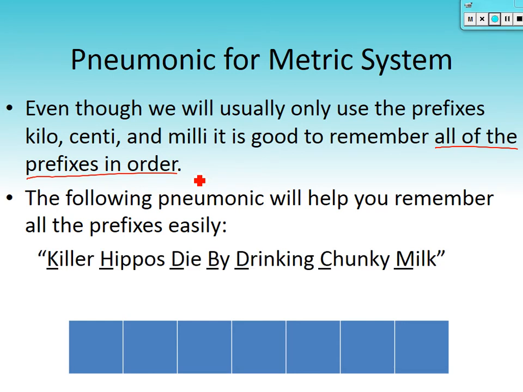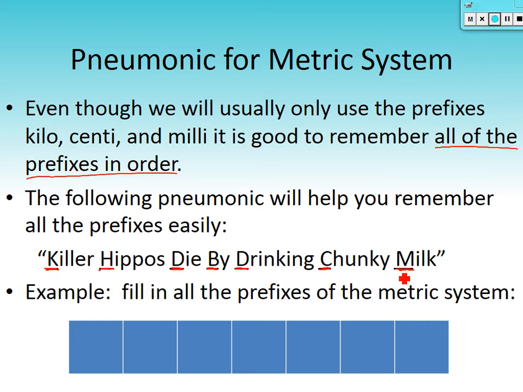Okay, so here's the mnemonic. Killer hippos die by drinking chunky milk. And if you look at the first letter of each one of these words, so for killer it's K, hippos is H, die is D, by is B, drinking is D, chunky is C, and milk is M. That first letter means something. It's the prefixes in the metric system.